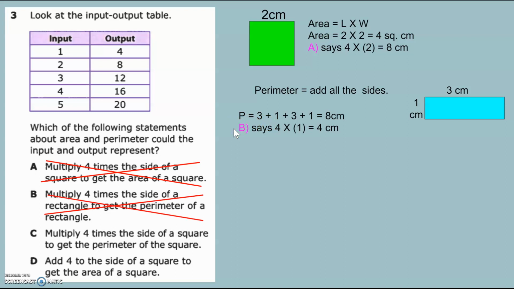Going on to number 3. Number 3 asks me about a square and about perimeter. So I'm going to use the formula of perimeter and I'm going to use my picture of my square.